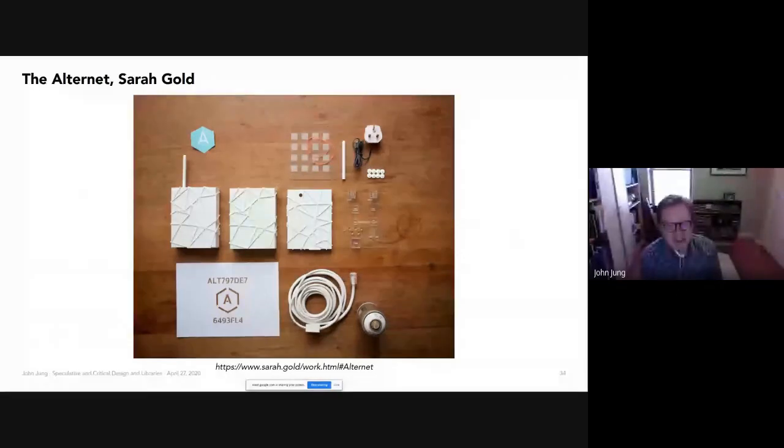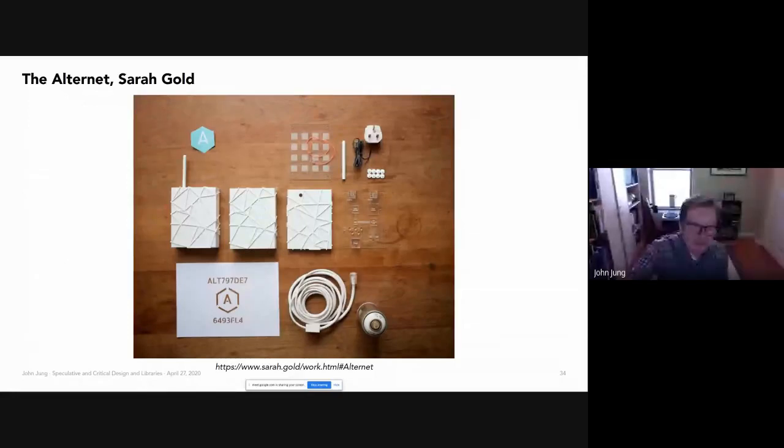And again, this was a product that was never actually produced, but it's essentially a thought experiment. What Sarah did was she made a package that included a hardware router that you could print on a 3D printer. And she designed data licenses and an app that let you see how your data is going to be used in any given situation. If you'd like to see more about this project, you can look at it on Sarah's website. I included a link to that below.